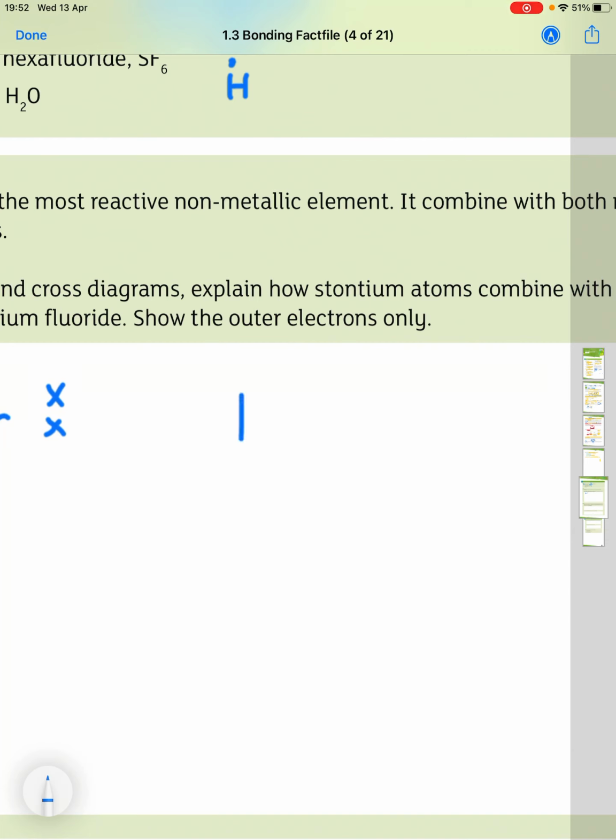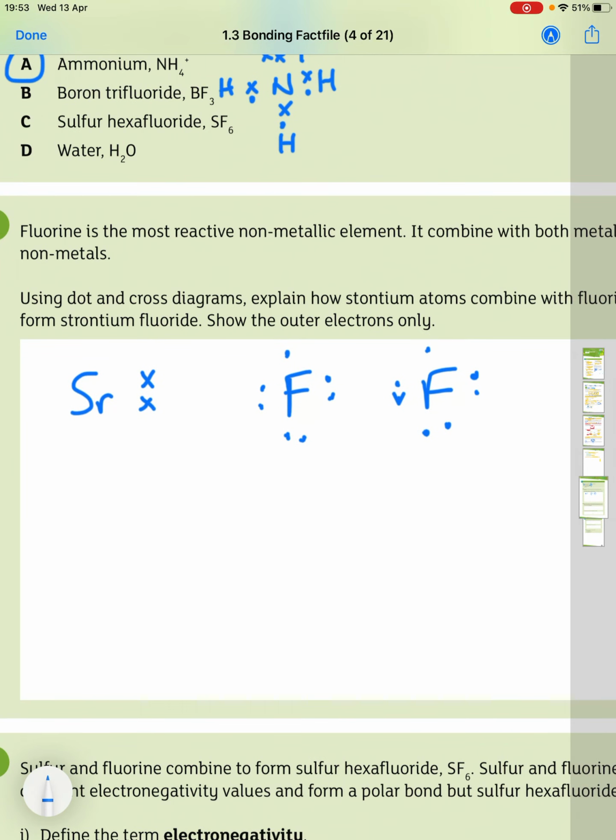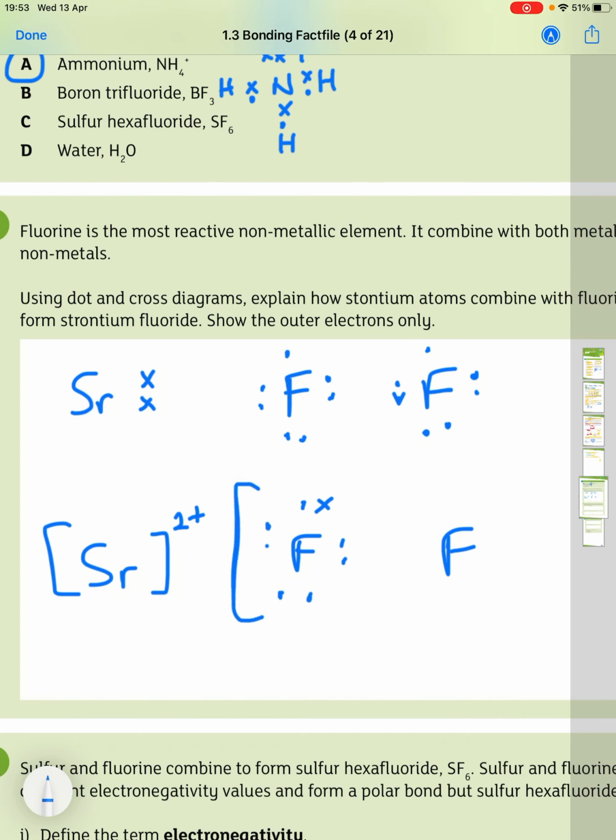So we're going to need to give one of those electrons to each of 2 fluorines. So 1, 2, 3, 4, 5, 6, 7 electrons around each fluorine atom. So that strontium, of course, is going to give away those 2 electrons, so it'll be 2+, and then each fluorine becomes a fluoride ion. So it has its original 7 electrons and an extra electron from the strontium. And each fluoride ion has a negative charge.